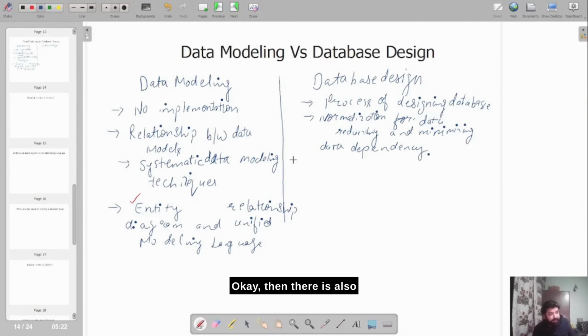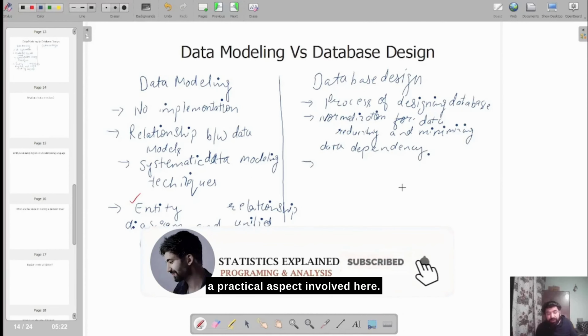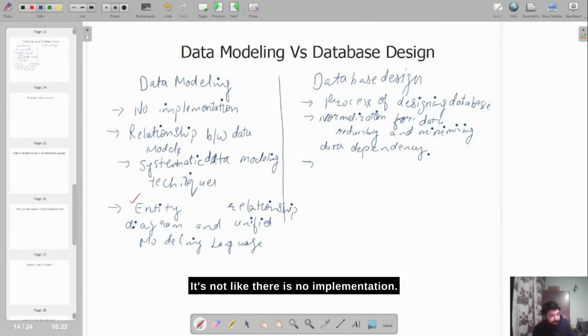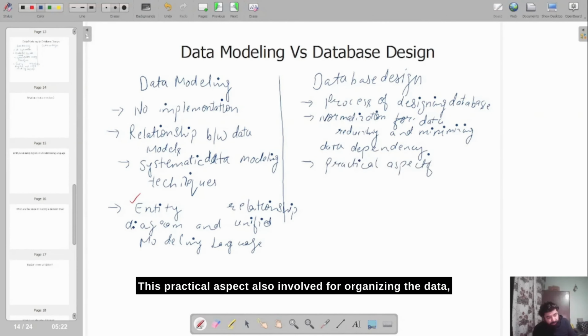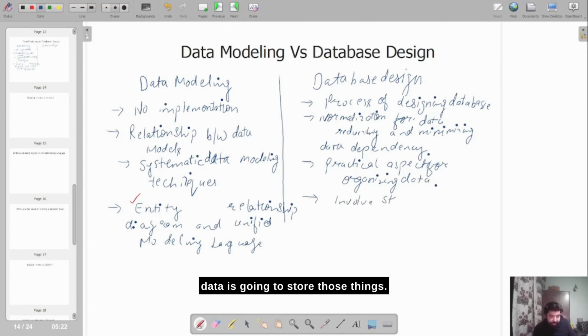Then there is also a practical aspect involved here. It's not like there is no implementation. This practical aspect is also involved for organizing the data, and it also involves storage choices, where exactly the data is going to be stored. And I can also say physical design is also involved in this step.